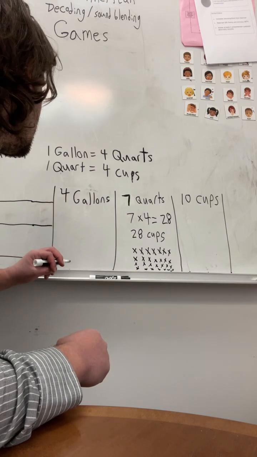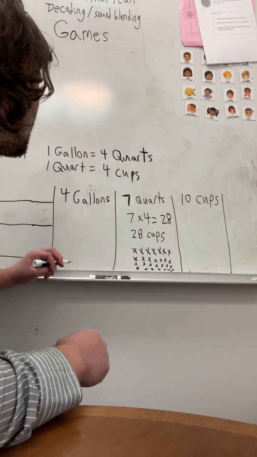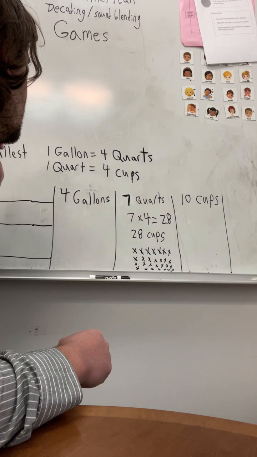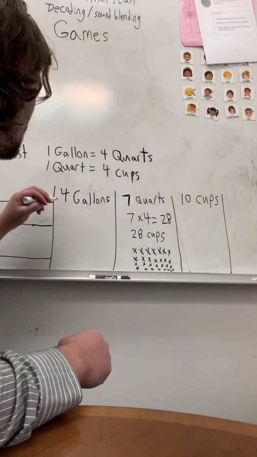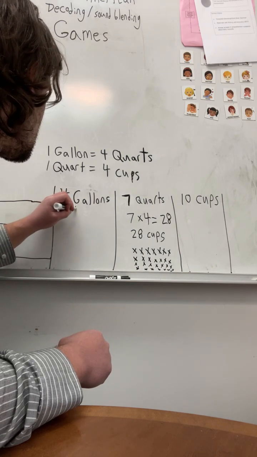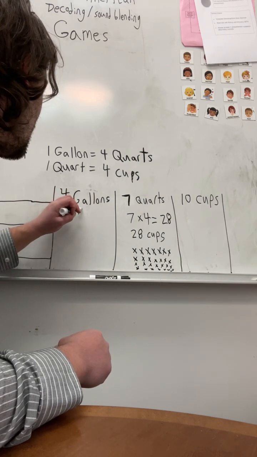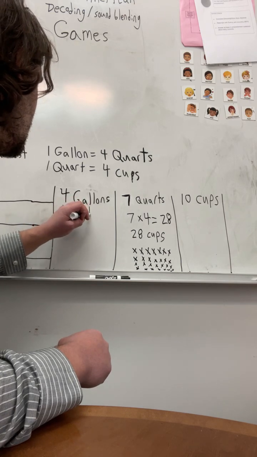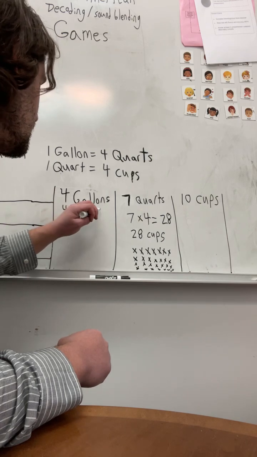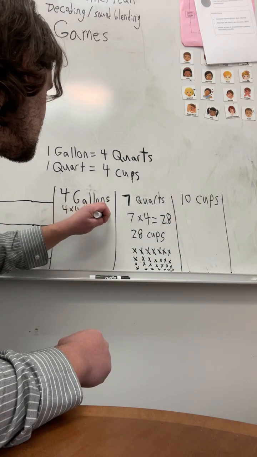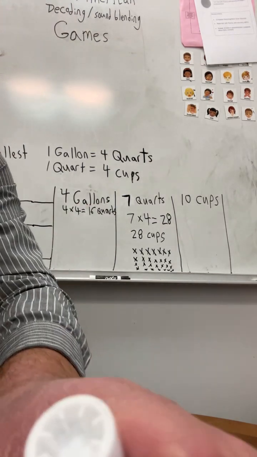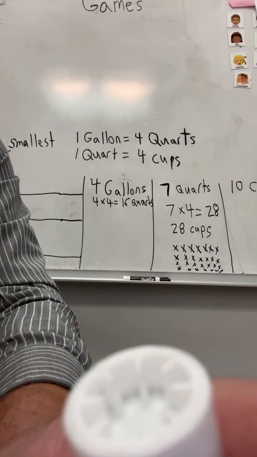4 gallons. You have to figure out how many gallons is in quarts. That's the first step. So 4 gallons, 1 gallon equals 4 quarts. So if I multiply 4 times 4, I'll figure out how much 4 gallons is in quarts. So 4 times 4 is 16. So 4 gallons is equal to 16 quarts. Move this up so all of you can see.